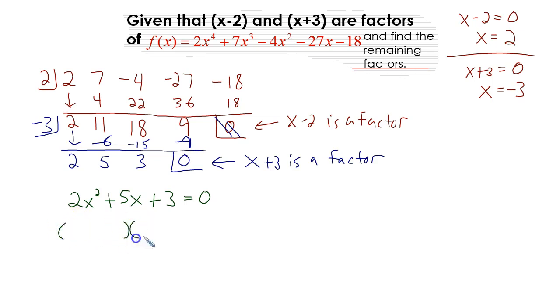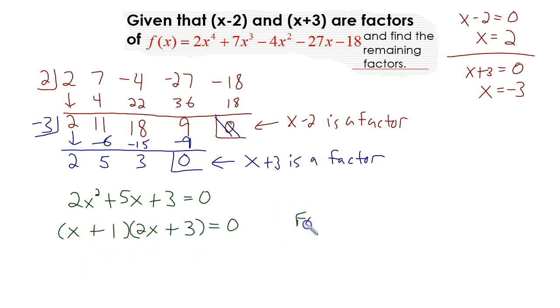So what multiplies to give us 2x squared is x and 2x. What multiplies to give us 3 is 3 and 1. Signs tell me that both of the insides are positive. And let's check and see if I got it right. 1 times 2x is 2x. 3 times x is 3x, and 2x plus 3x is 5x. So the inside and outside products add to give me 5x. I'm good. These are our other two factors, all right?